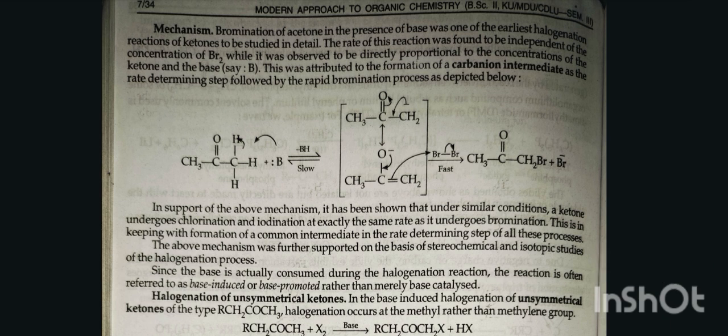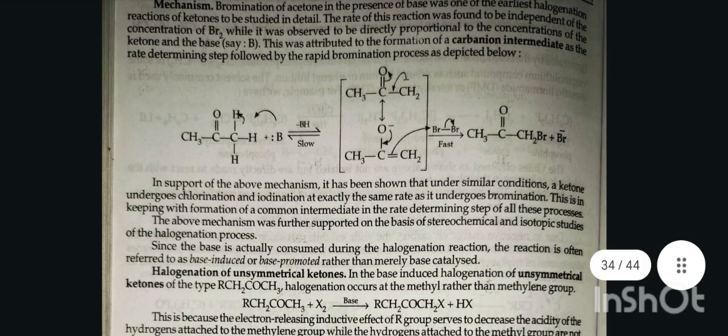Mechanism. Bromination of acetone in presence of base was one of the earliest halogenation reactions of ketones to be studied in detail. The rate of this reaction was found to be independent of the concentration of Br2, while it was observed to be directly proportional to the concentration of the ketone and the base. This was attributed to the formation of a carbanion intermediate as the rate determining step, followed by a rapid bromination process as depicted below.